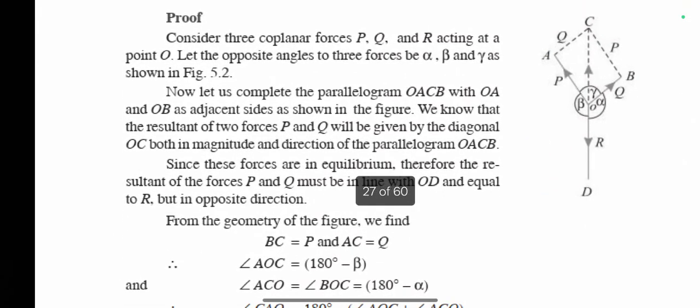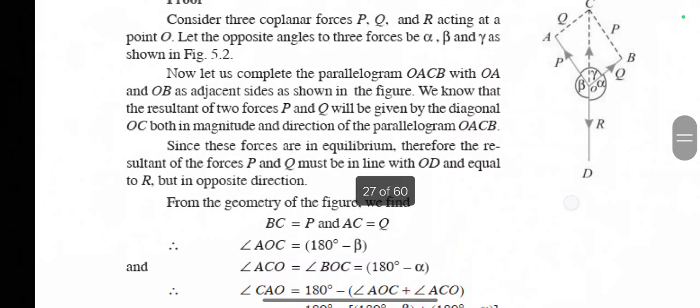So let us understand the proof of Lami's theorem. Here are P, Q and R. Three forces are there. The angle opposite P is alpha, the angle opposite Q is beta, and the angle opposite R is gamma. Now we extend the lines and draw the parallelogram OACB. So OA and OB are the adjacent sides.